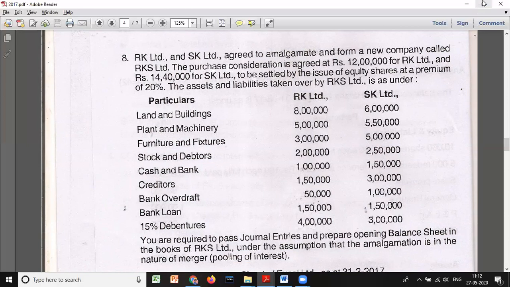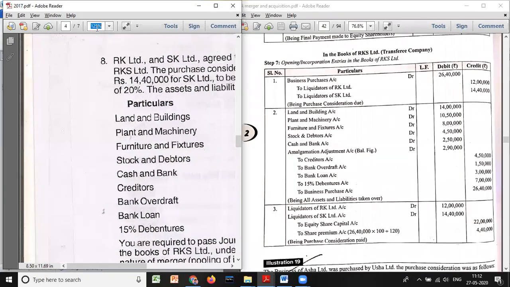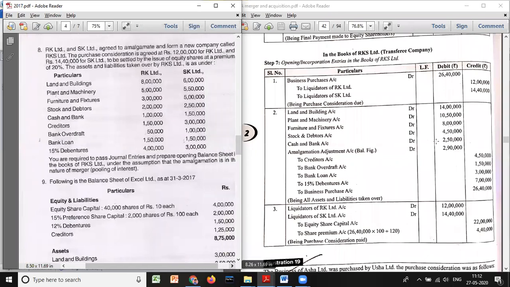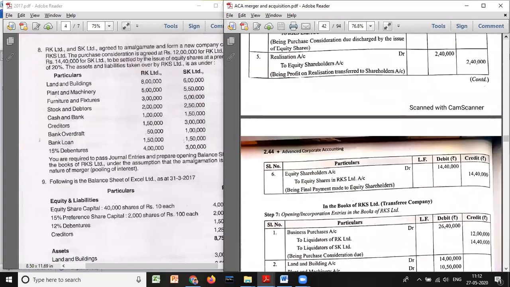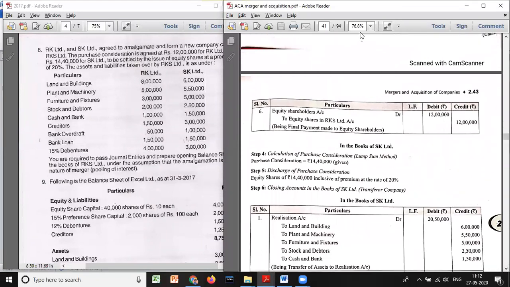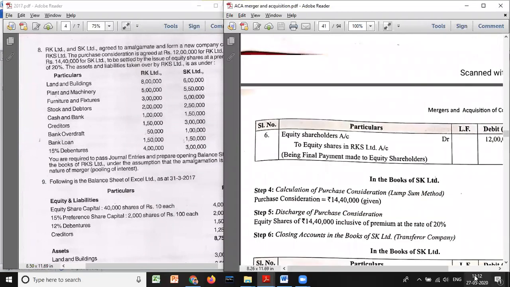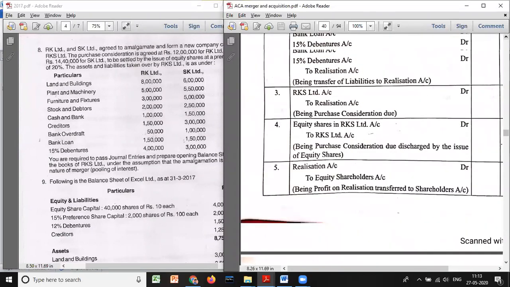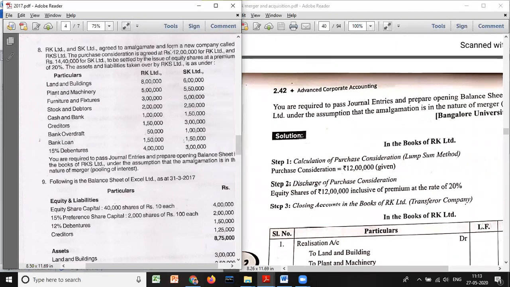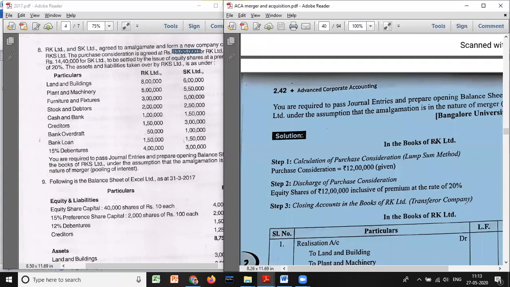Now we will go to the answer. First, very important, calculation of PC. The PC is already given in the question, it's a lump sum method. You can directly write it like this. Calculation of PC for RK Limited: the PC is already given, 12 lakh. So that is the calculation of PC under the lump sum method.